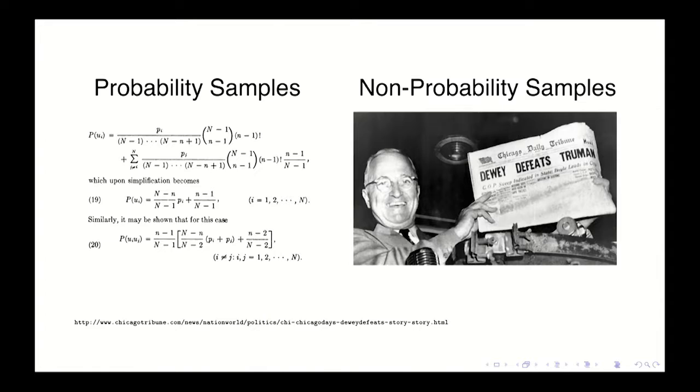Probability samples are good. You can prove nice things about them. This is from the Horvitz-Thompson 1952 paper. This is nice. Non-probability samples lead you to embarrassing mistakes. This is President Truman, for those of you who don't recognize him. He actually won. The source of this error was a non-probability sample.